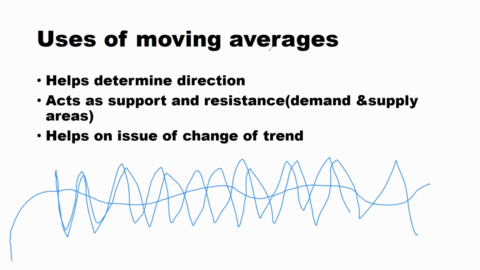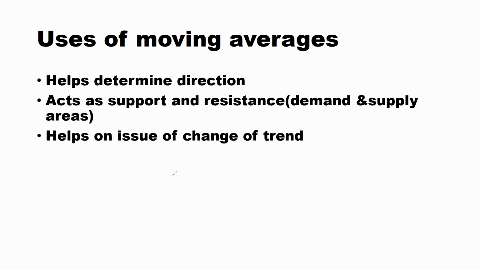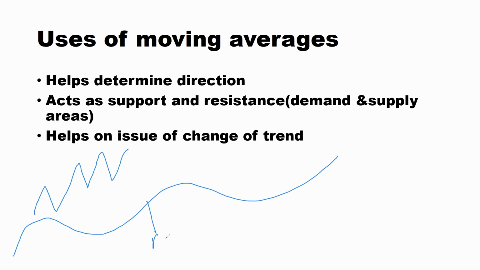Then let's go to the second one. It acts as support and resistance, or what some people call demand and supply. Let me just show you how it does that. If this is the moving average and price is moving above it, this is price moving, this is your MA, moving average. Price is moving above it. Now, remember, we define support as an area. Support is an area below current price where we expect buyers to come into the market. So if price is above this moving average, this moving average is acting as support in this case.